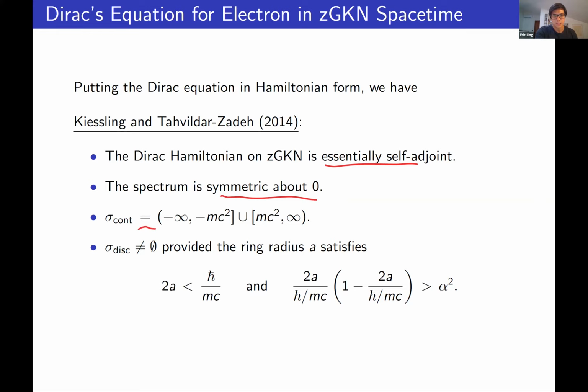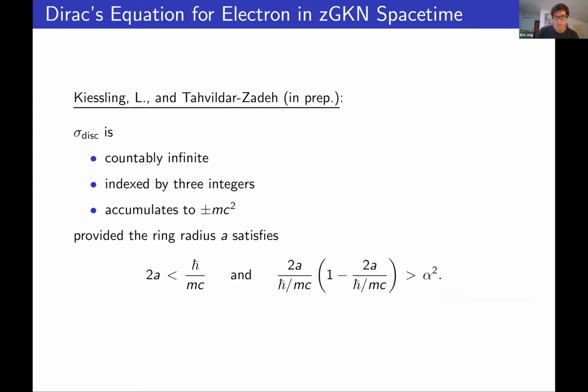The continuous spectrum contains a gap. That also is true for the Dirac equation on Minkowski space plus the Coulomb potential. And finally, they proved that the discrete spectrum is non-empty, provided the ring radius satisfies certain conditions. They left as an open problem to characterize this discrete spectrum. What we are preparing right now is that the discrete spectrum should be countably infinite. It will be indexed by three integers, and it accumulates to plus or minus mc squared, provided the ring radius A satisfies the same conditions that it did on the previous slide.